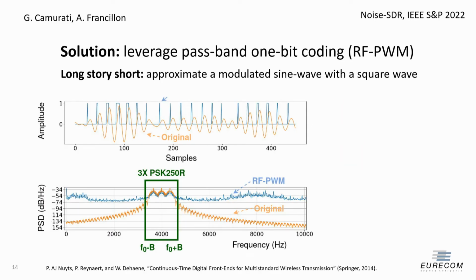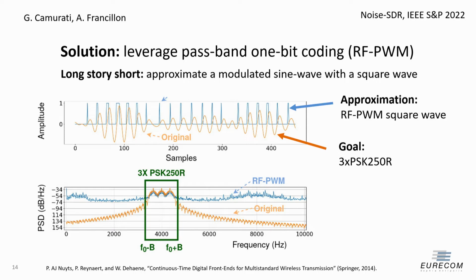The solution to this problem is passband 1-bit coding, and in particular, radio frequency PWM. This is a very fascinating mathematical topic. In short, we want to generate a generic modulated sine wave, and we approximate this with a square wave. Let me illustrate this with an example. The signal in orange is the signal that we want to transmit. It corresponds to a digital protocol with 3 subcarriers, each modulated in binary phase shift keying. And we approximate it with the square wave in blue that you can see on the top.